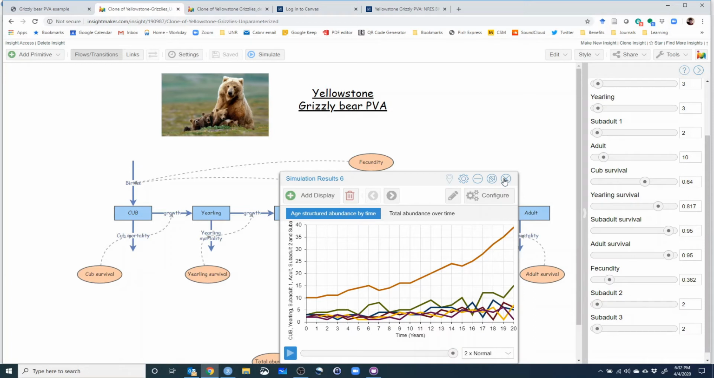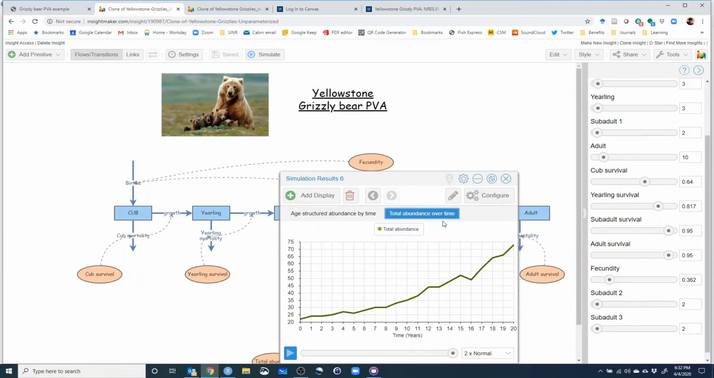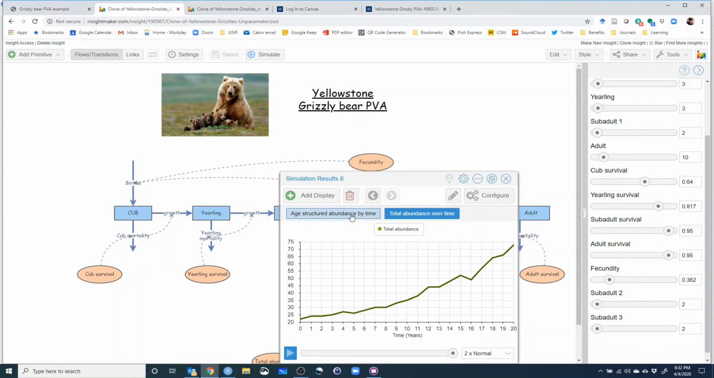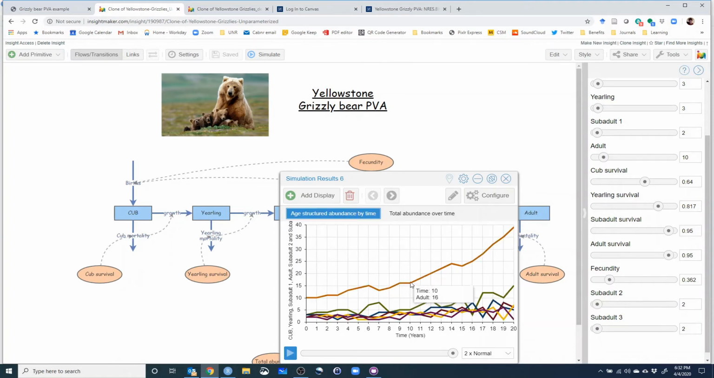So the first thing you might want to do is, here's the total abundance. You have 2 different views here. You could either look at the total abundance over time or the age-structured total abundance over time. This is the adults, yearlings, subadults, and cubs somewhere in there.